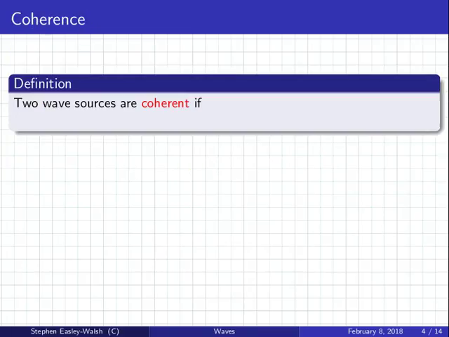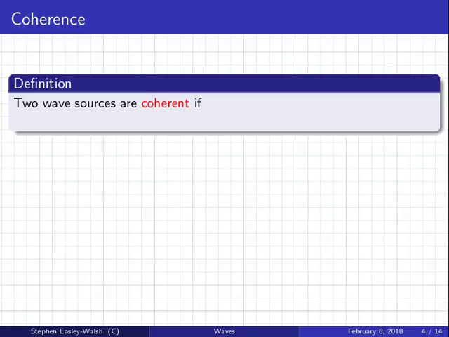What is meant by coherent? I wonder if you know this one from school. Two waves are coherent if... Do you know this one? Yeah, same phase. What's phase though? Definitely need to be the same frequency.